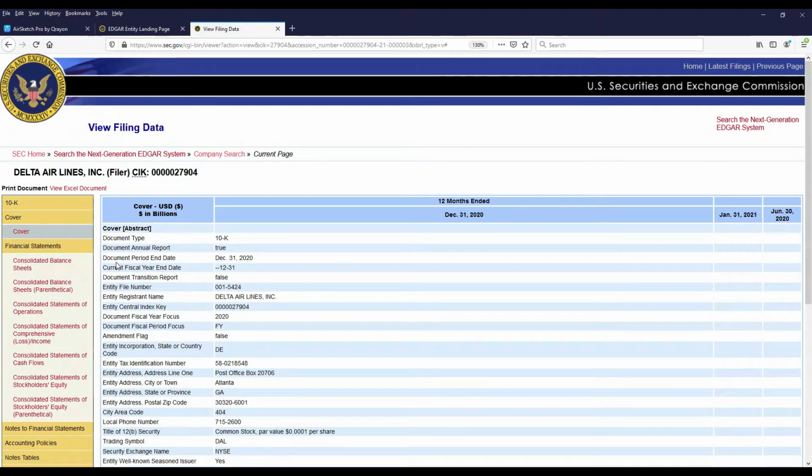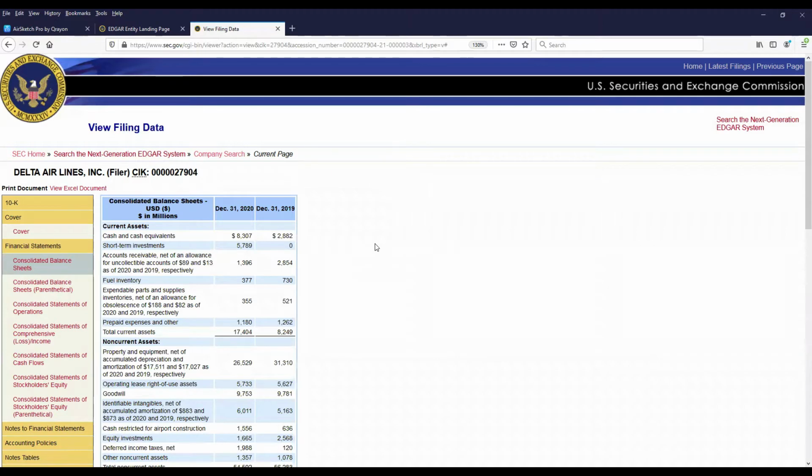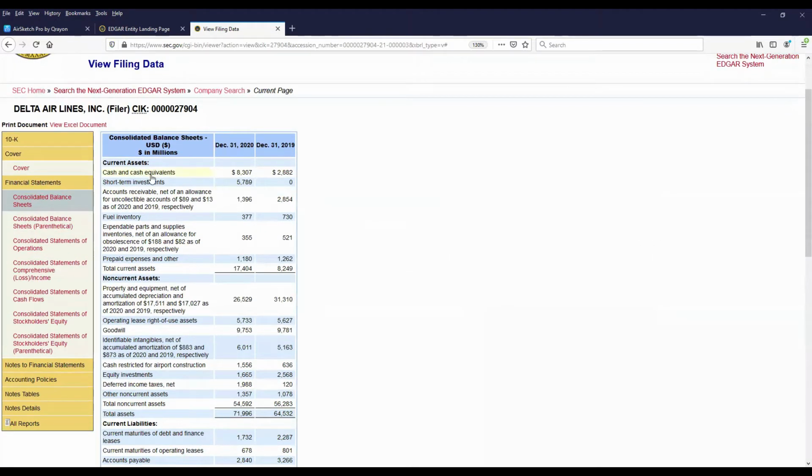You can see cash and cash equivalents in their balance sheet. We can see that the cash and cash equivalents is here under the current assets. $8 billion they have as cash at the end of the last year. But we can see that where is the other cash? Do they have or not?